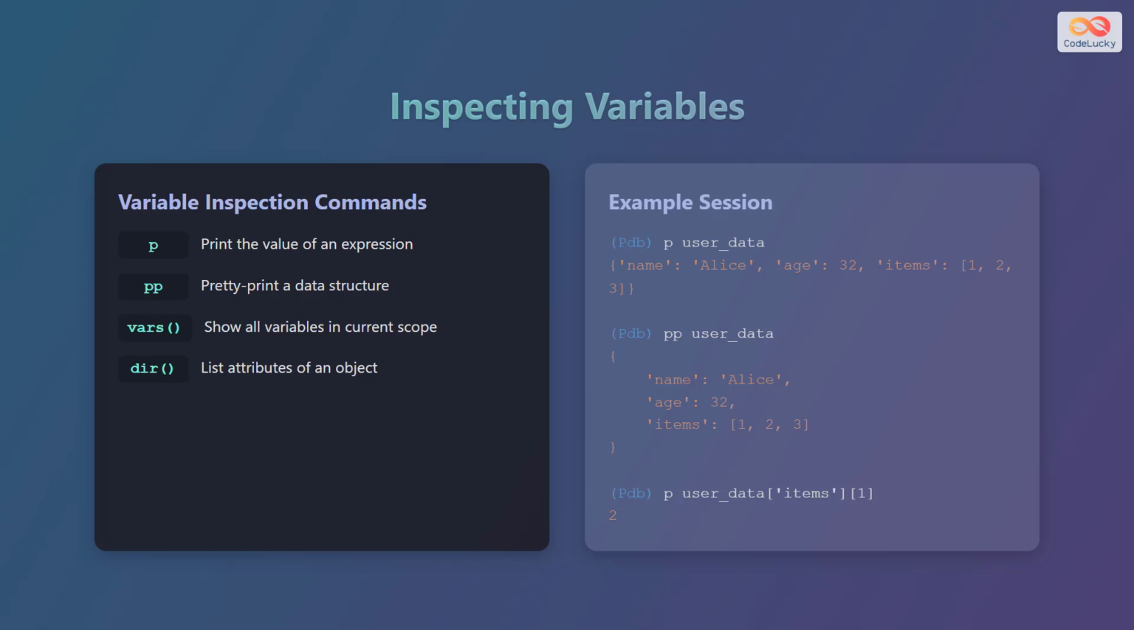Consider the example session shown on the slide. p user_data prints the value of the user_data dictionary. pp user_data prints the same dictionary with a more readable format, and p user_data['items'][1] prints the second item in the items list.